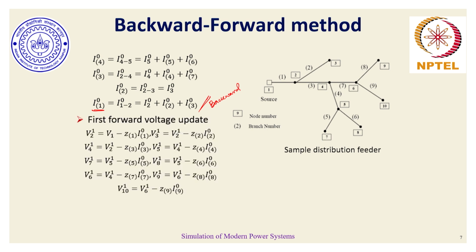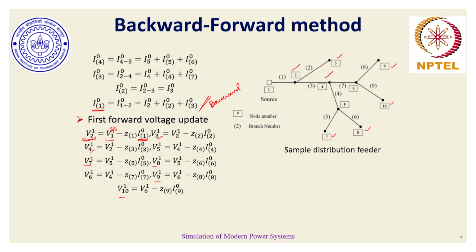Once I know these currents, now it's time to do the forward phase where the voltages are updated. V1, since it is the source bus or the substation bus, its voltage phasor will not change, but depending on the branch current that has been obtained, the voltage at bus number 2 is updated. Once bus number 2 voltage is updated, the next downstream voltages are bus 3 and 4, so the same are updated again here, and this process continues till I reach the last end bus voltages, which are 7, 8, 9 and 10. And that's how the voltages get updated.